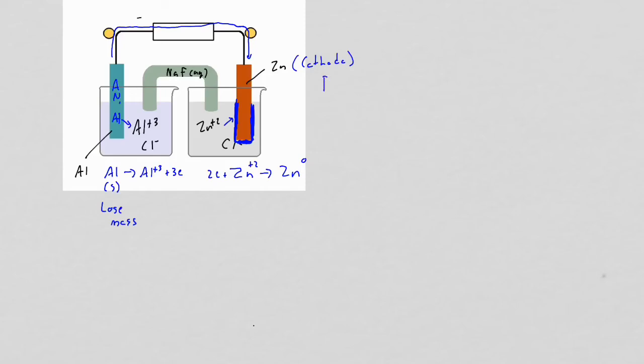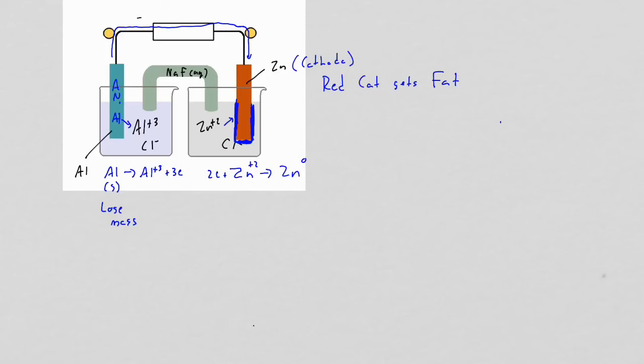So what I always say is, remember the red cat: reduction takes place at the cathode, gets fat, which means the cathode, the site of reduction, is the place where reduction takes place, and the mass of the cathode is going to tend to increase.